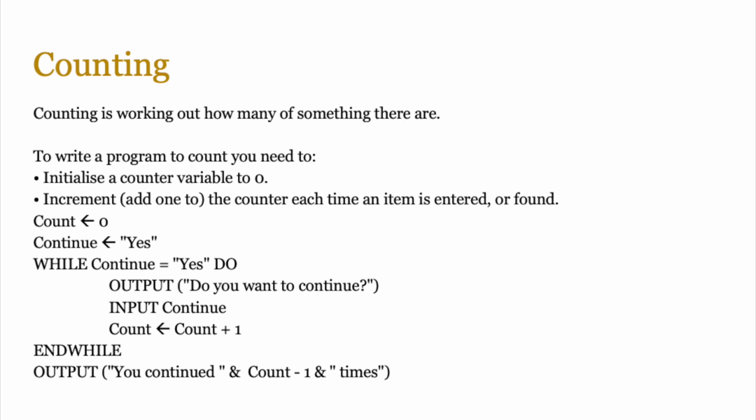And then we output you continued and count minus 1. Why count minus 1? Because we are incrementing count after the continue. So when the last continue says no, it's still going to increment the count variable. So take into account that little logic issue. We subtract 1 from the final count.